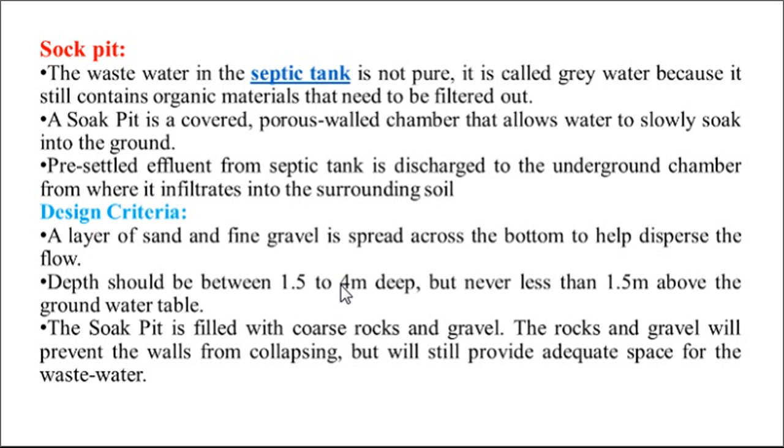The design criteria: a layer of sand and fine gravel is spread across the bottom to help disperse the flow of the effluent. The depth of the soak pit may be between 1.5 to 4 meters, but never less than 1.5 meters above the groundwater table. The soak pit is filled with coarse rock and gravel material. The rock and gravel will prevent the walls from collapsing, but will still provide adequate space for the wastewater movement.